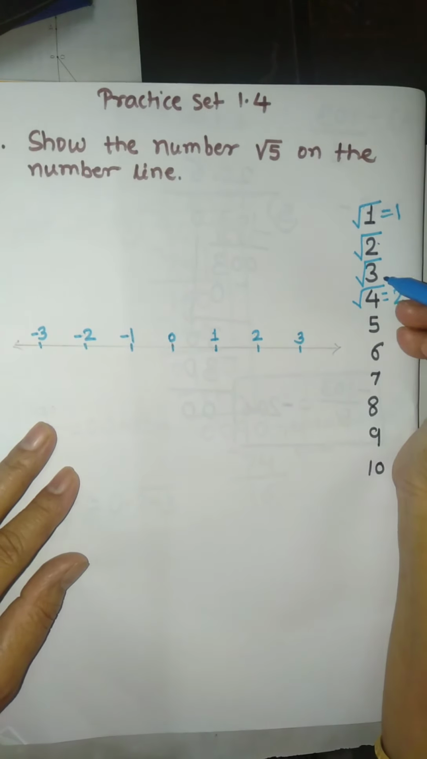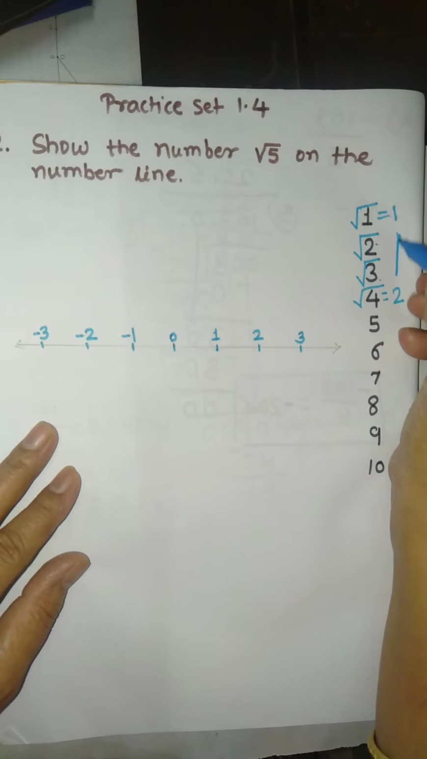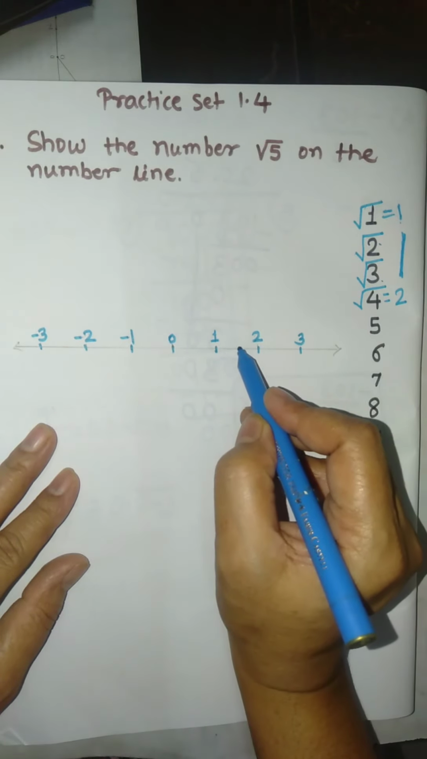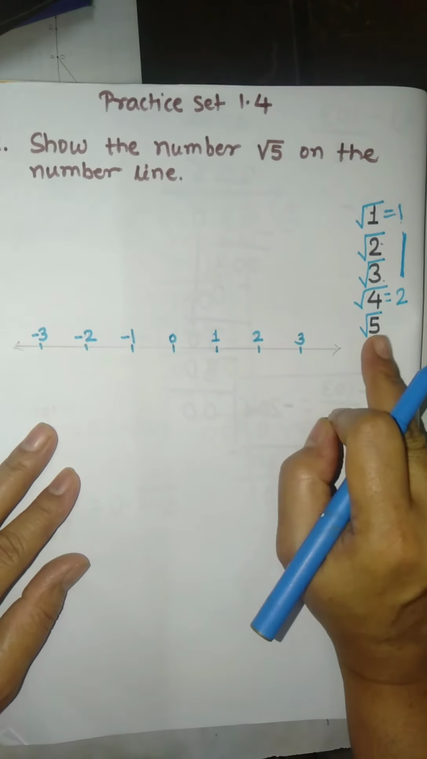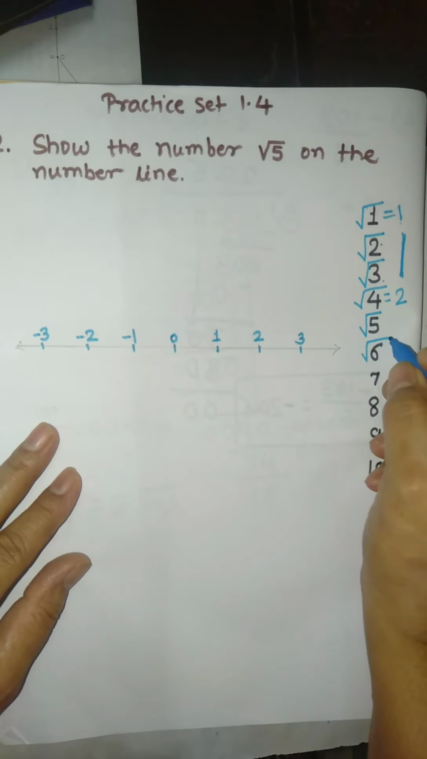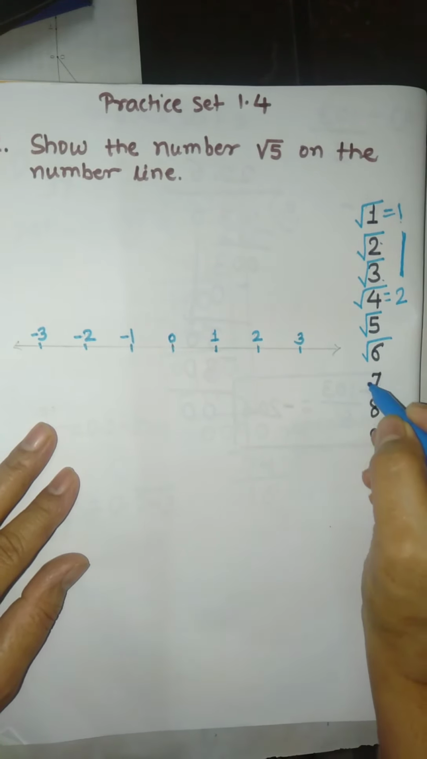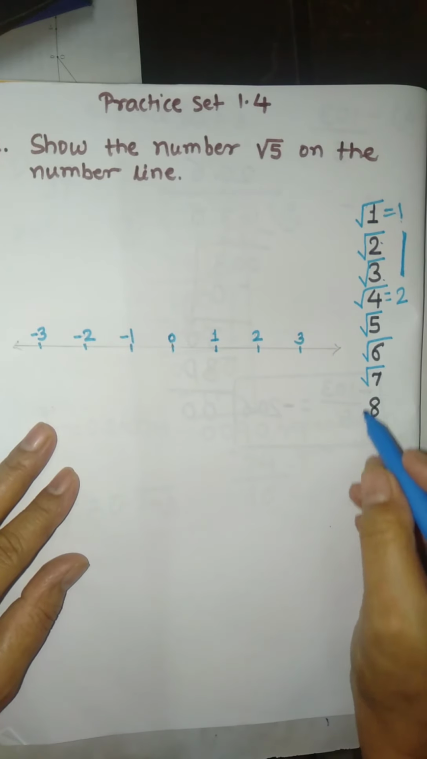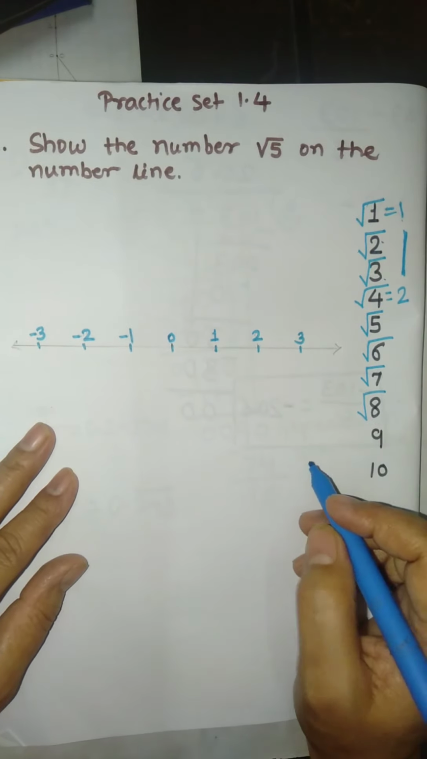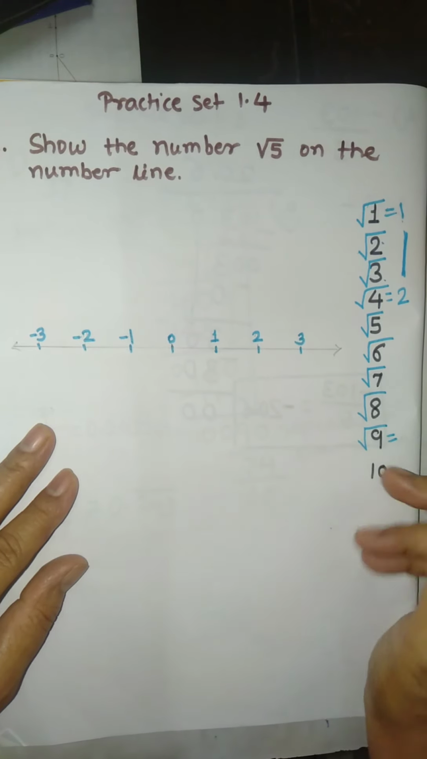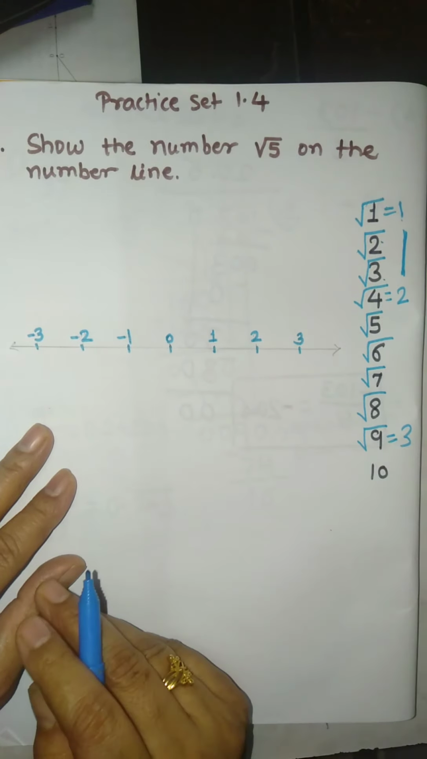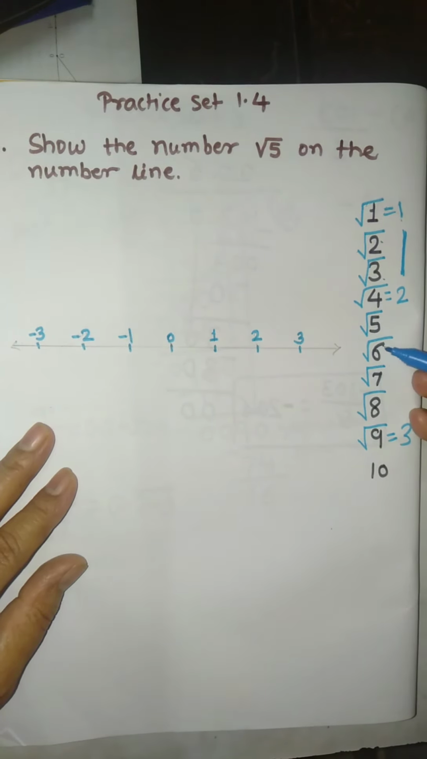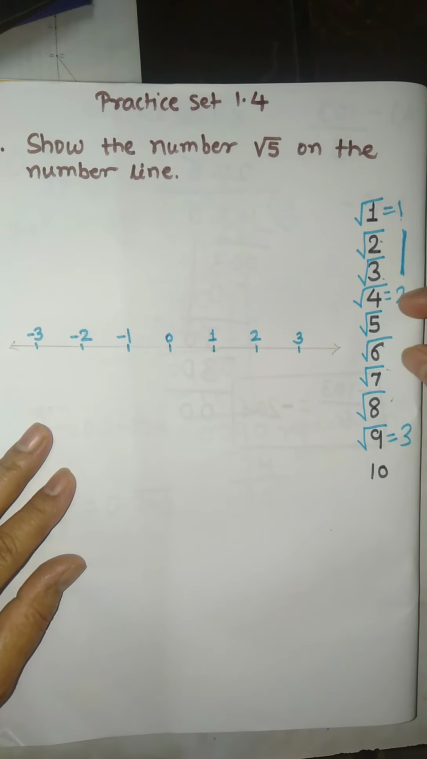Means root 2 and root 3 come between 1 and 2 units here. Root 2 and root 3 come here. Now see next. Root 5, it is again non-perfect square. Root 6 is again non-perfect square. Root 7 non-perfect square. Root 8 non-perfect square. Now root 9. Root 9 is a perfect square, so the root of 9 is 3. Means root 5, root 6, root 7, root 8 come between 2 and 3 on the number line.